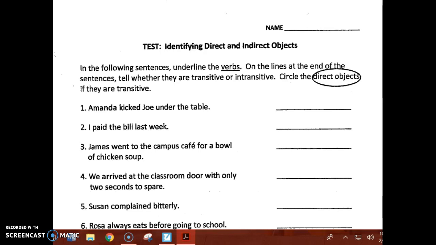Number 1. Amanda kicked Joe under the table. Number 2. I paid the bill last week. Number 3. James went to the campus cafe for a bowl of chicken soup. Number 4. We arrived at the classroom door with only 2 seconds to spare.